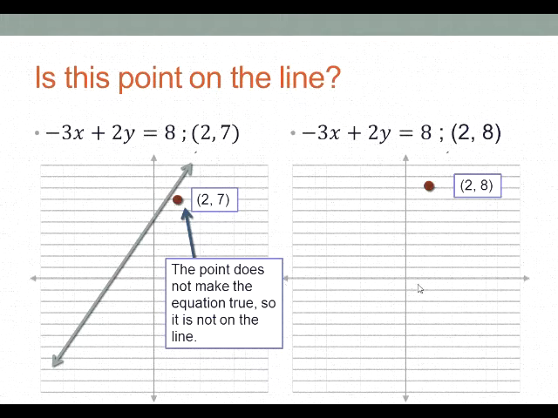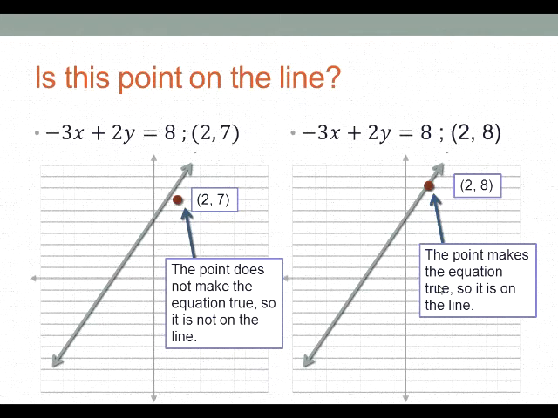The next one, let's draw the line. The point makes the equation true, as we saw on the last slide, so it's going to be on the line. So once again, all you have to do to determine if a point is on a line or not is take the given coordinates, plug them into the equation, and solve. If things match, then the point works. If things don't match, then the point doesn't.